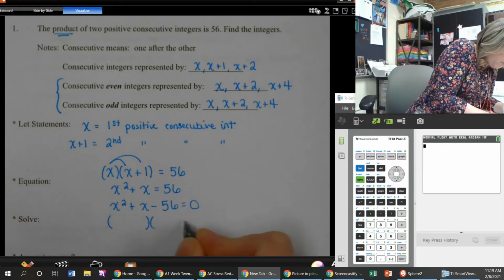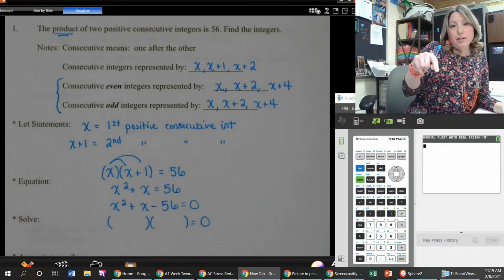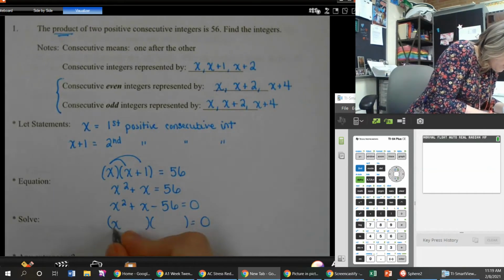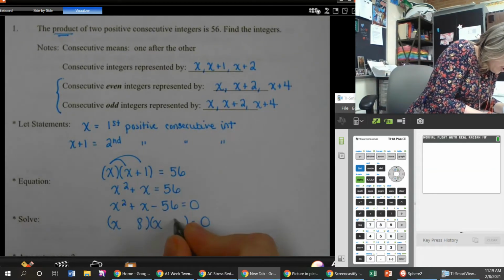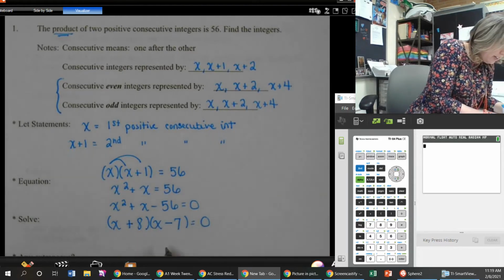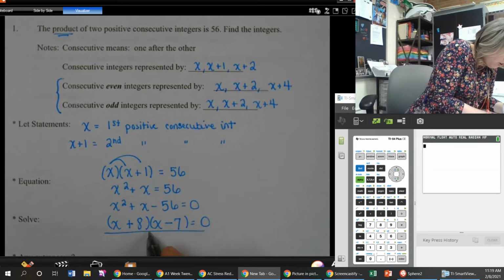What are the numbers that will multiply together to give me 56, but subtract to give me 1? That would be 7 and 8. 8 is bigger, so it gets the same sign as the middle. That leaves 7 to be the minus, and I will now t-chart. So I get x plus 8 equals 0, and x minus 7 equals 0.